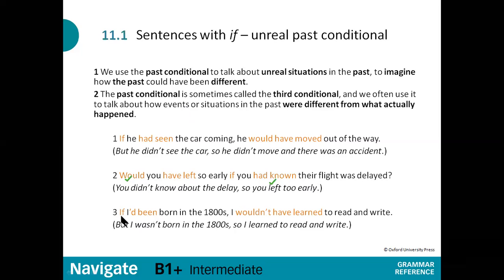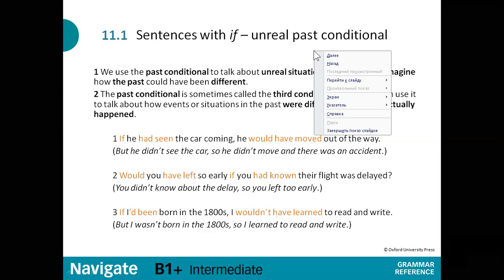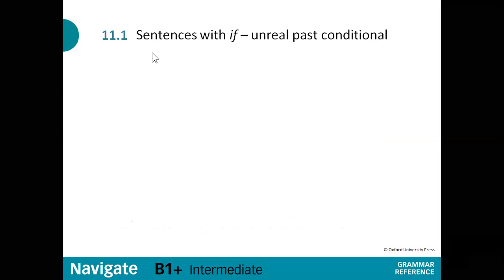And next sentence, if I had been born in the 1800s, I wouldn't have learned to read and write. So here the speaker says that if he had been born in the 1800s, he wouldn't have learned how to read or write. So he wasn't born in the 1800s, so he learned to read and write. Okay, now let's continue to the next slide.